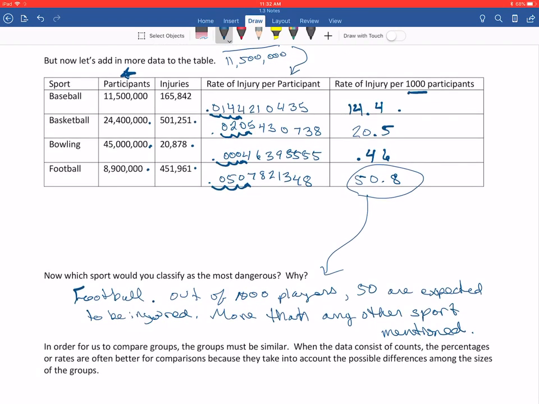So the takeaway from this is, again, in order to compare groups, the groups must be similar. If your data consists of counts, percentages or rates are often a better comparison because they take into account the possible differences among the sizes of the groups. So you cannot always create equal sample sizes. So in those cases, you need to be comparing percentages.